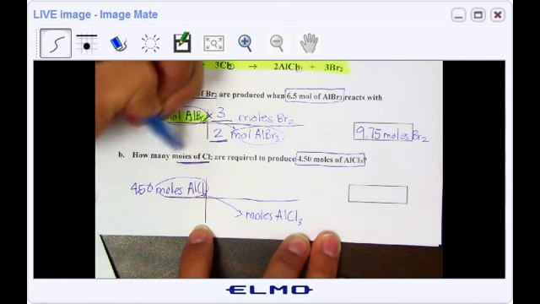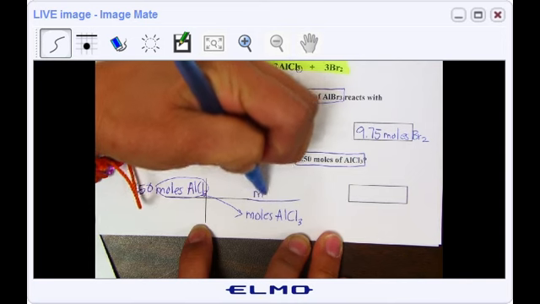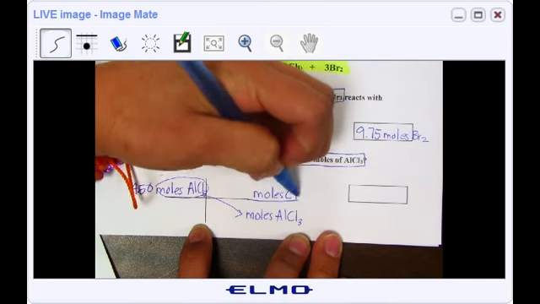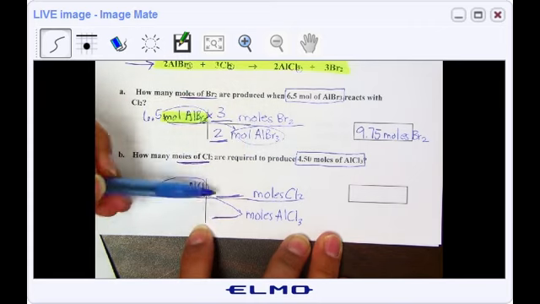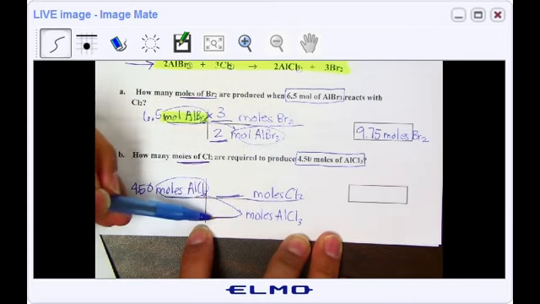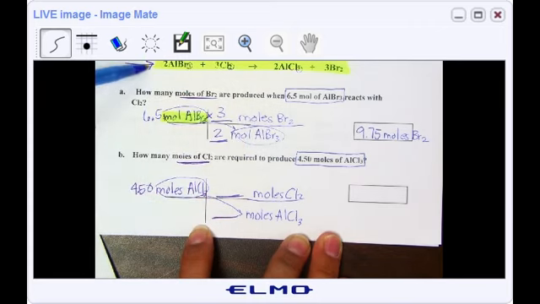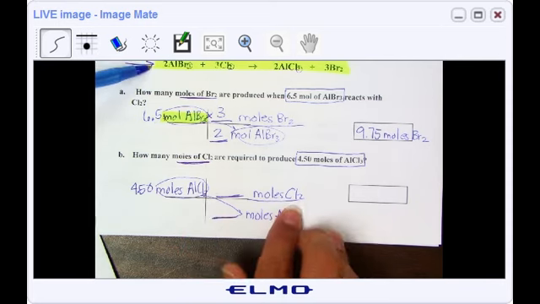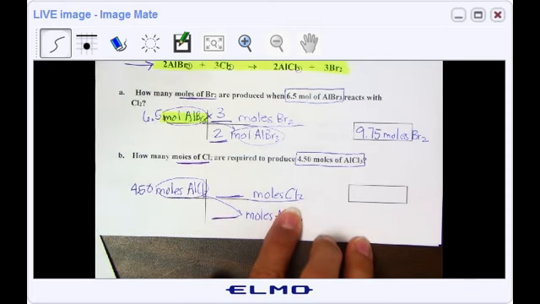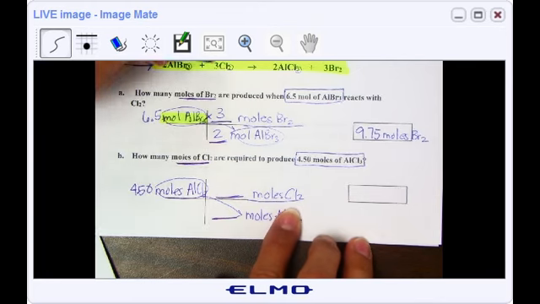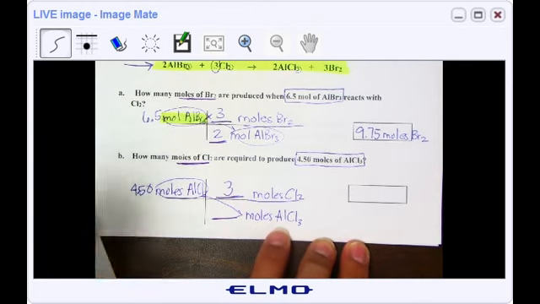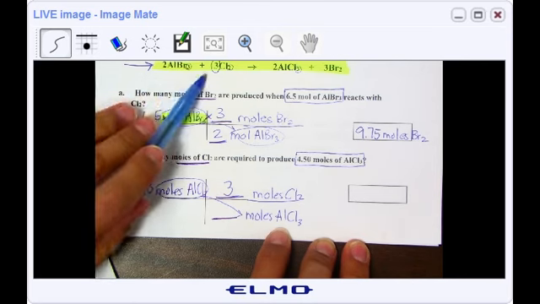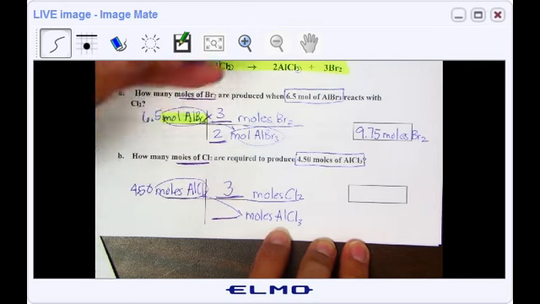When it says how many, can you guys guess what goes here? It's going to be the coefficients from the original equation. So find Cl2 up top. Yep, here we go. The coefficient is 3. Next, find AlCl3. Find the coefficient. Coefficient is a 2.